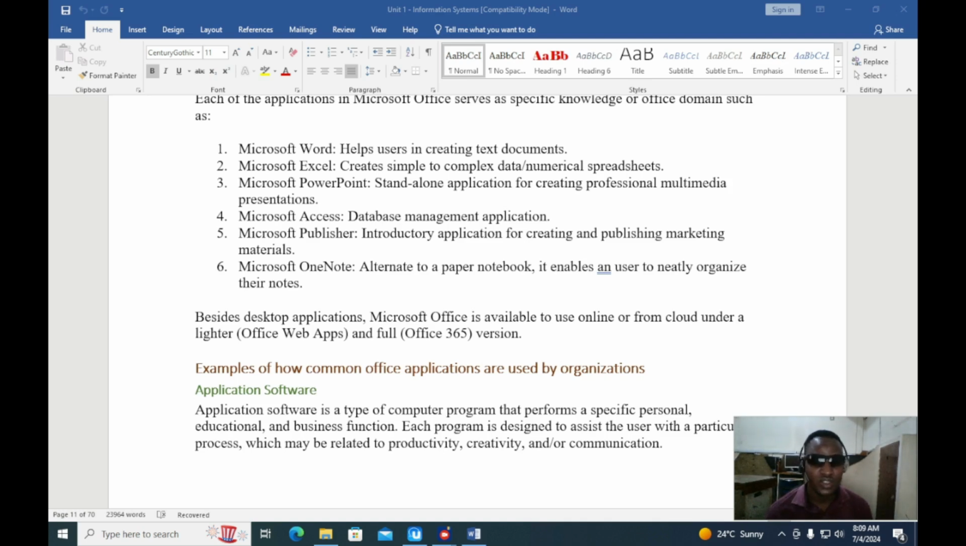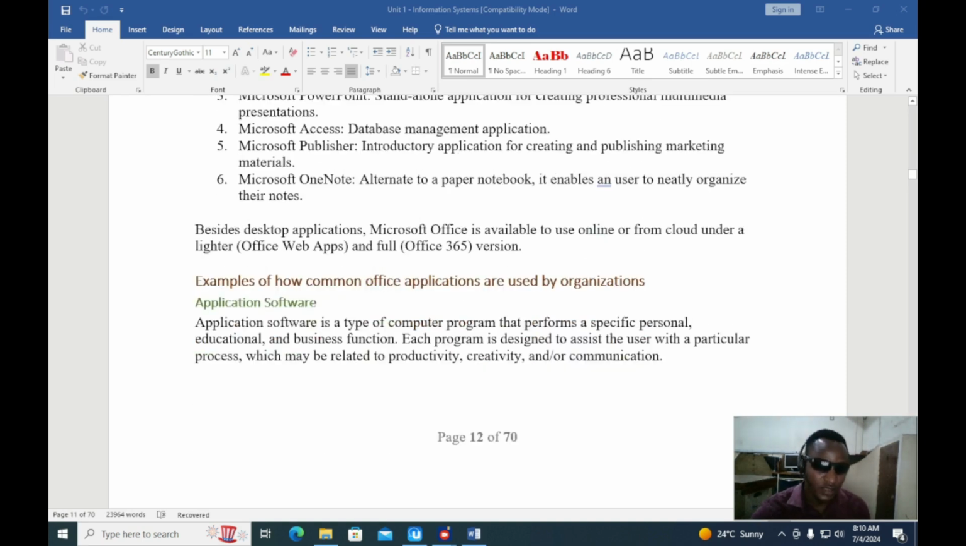The Microsoft OneNote comes in to replace the normal notebooks that we've been using. So instead of using my notebook, I would settle for Microsoft OneNote, because it is taking the place of this notebook. Alright, so if you look at Microsoft OneNote, it gives the user an ability to organize their notes in a neat way and make them more presentable to themselves.